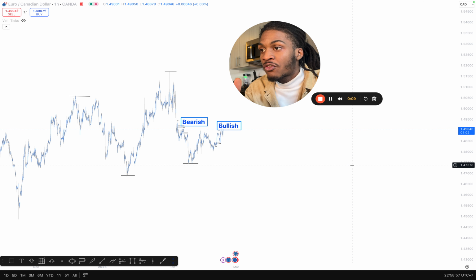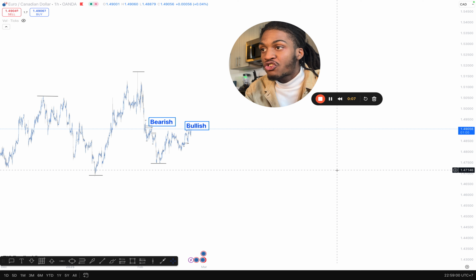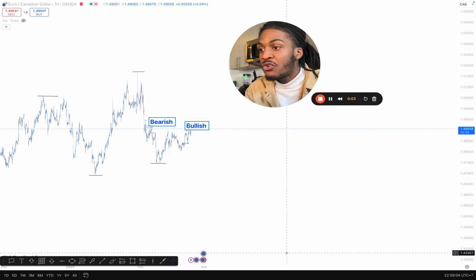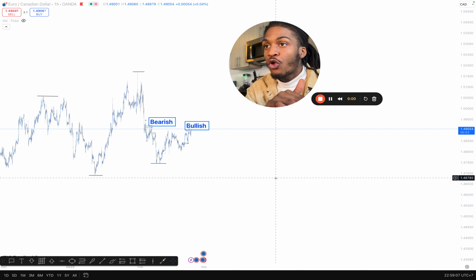So what I mean by that is I zoom all the way out to show me the relevant highs and lows that constitute market structure, and then after I do that, I move price action all the way to the left.